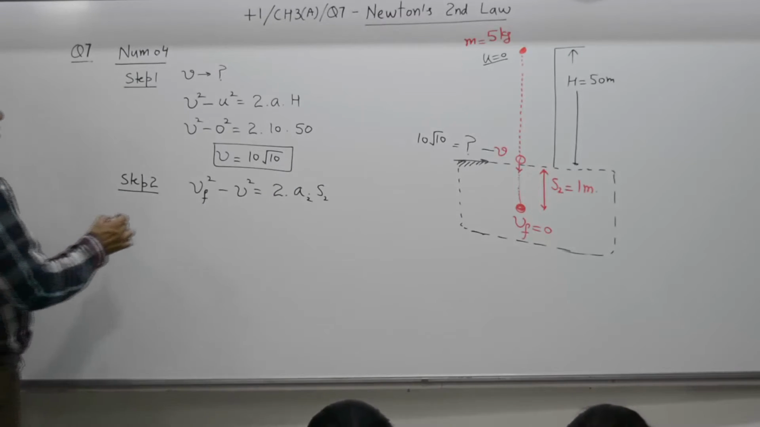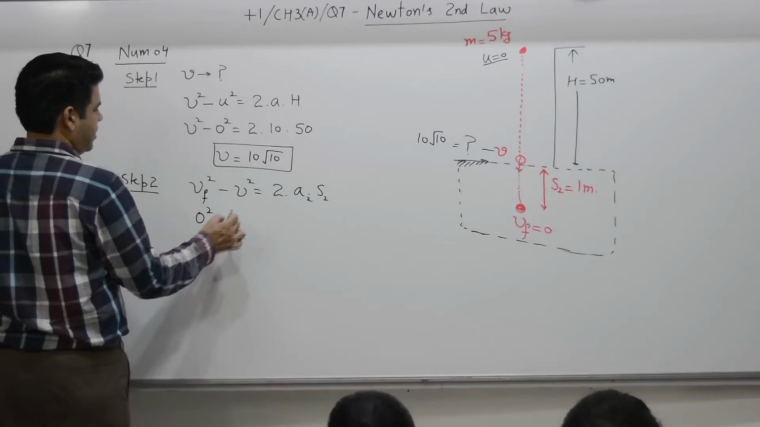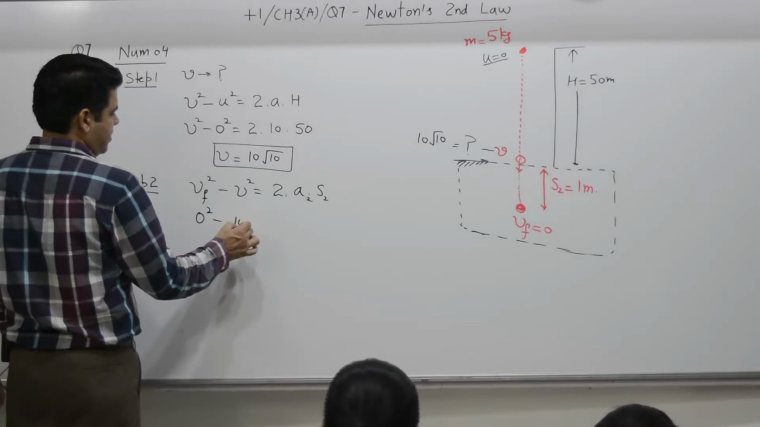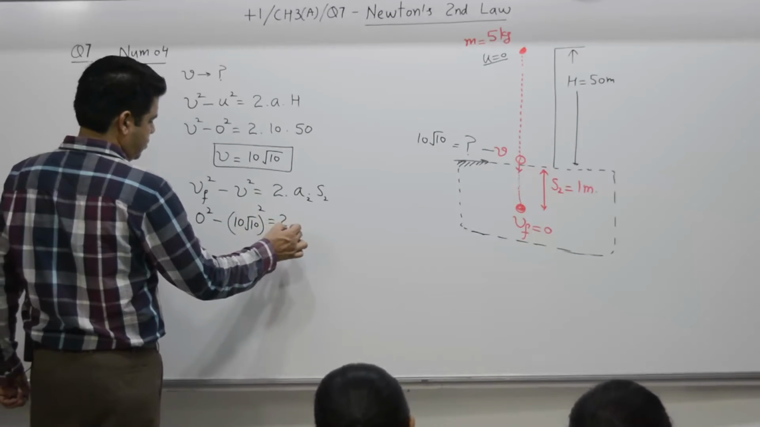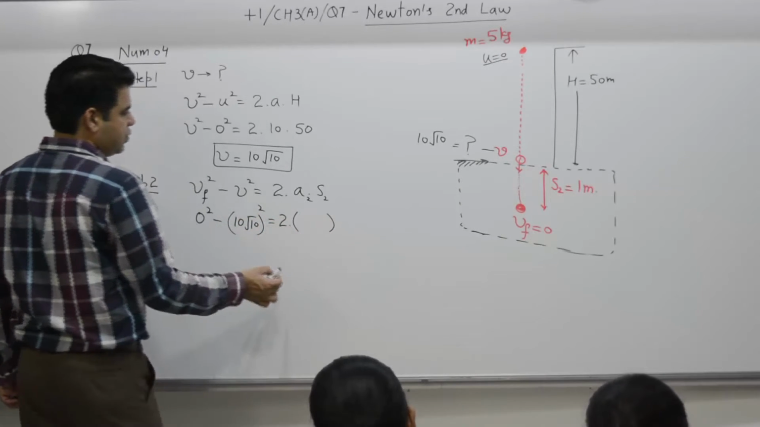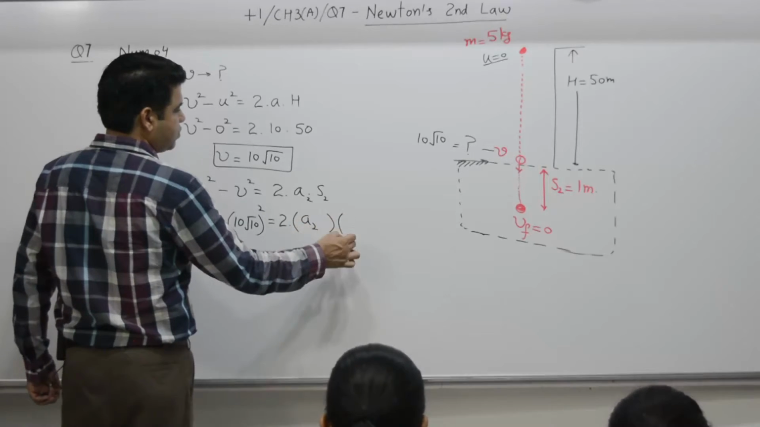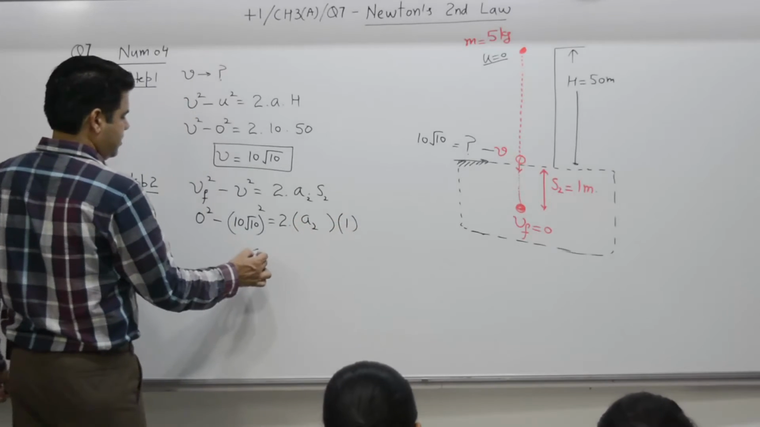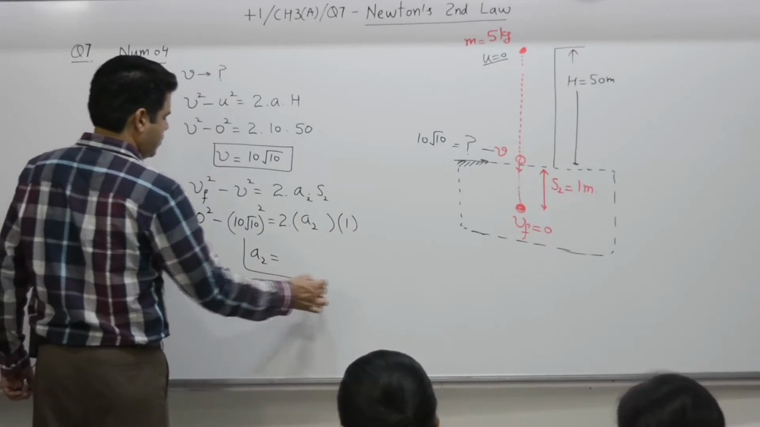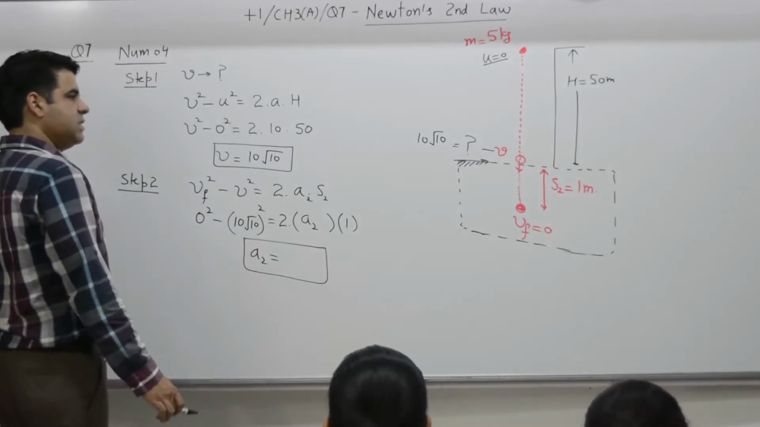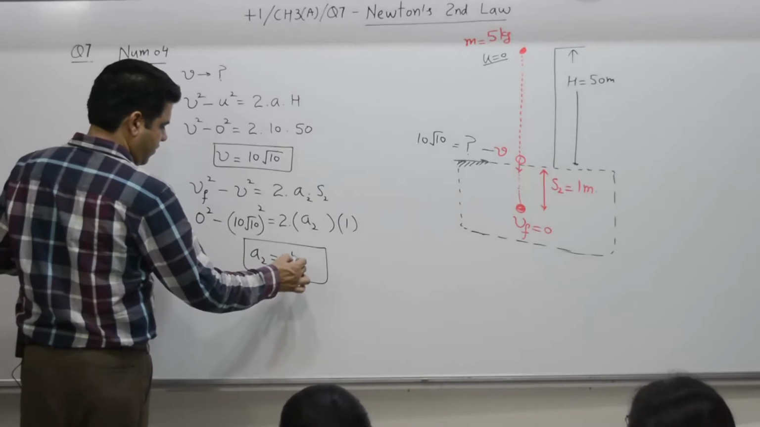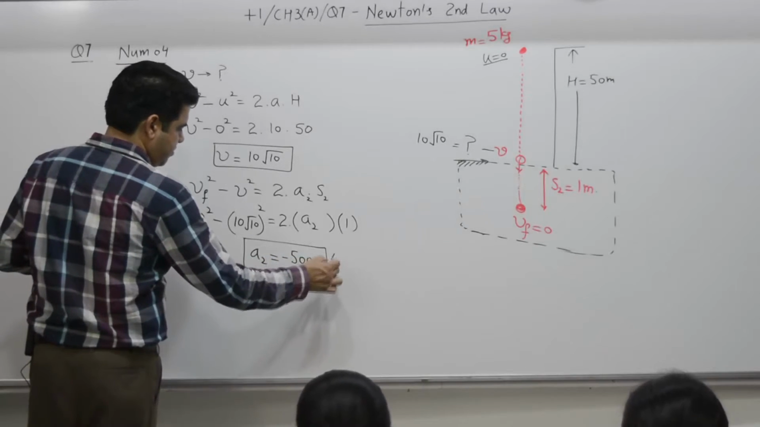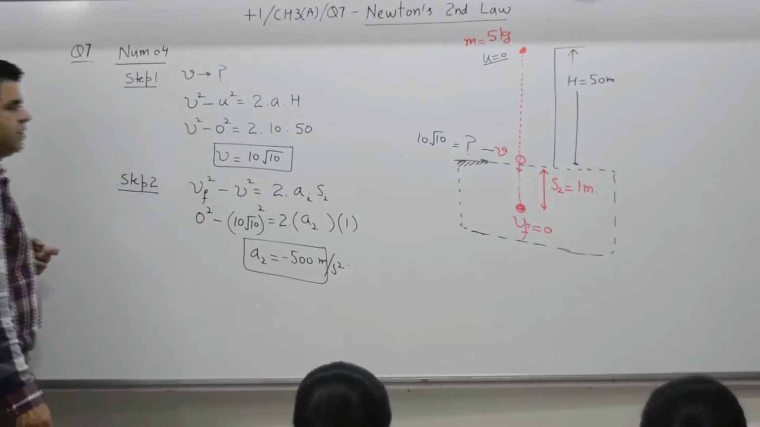Vf is what? 0 square minus V square, 10 root 10 square, is equal to 2 A2. I don't know A2. S2 is how much? 1. Solve and find A2. Minus 500 meter per second square.